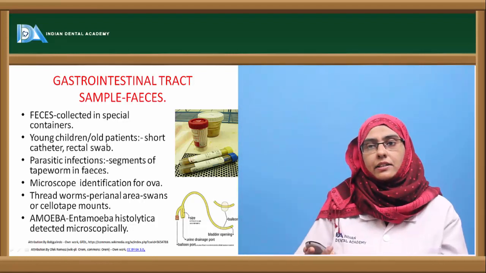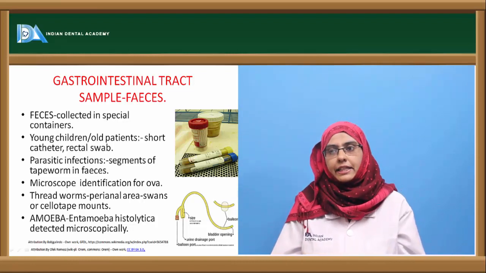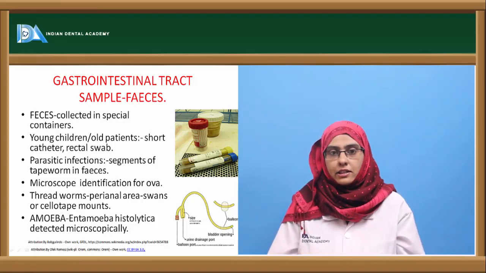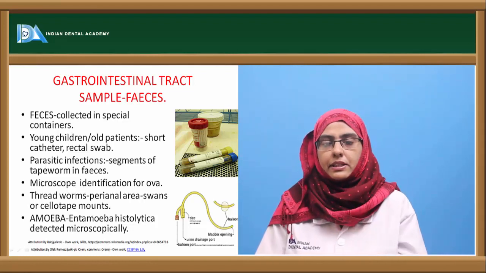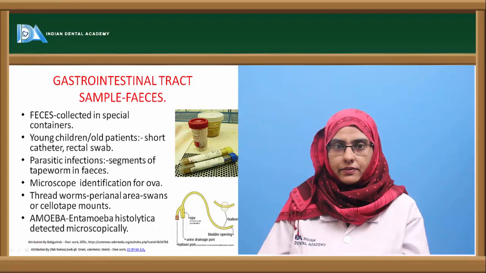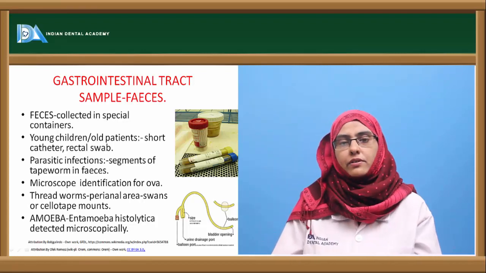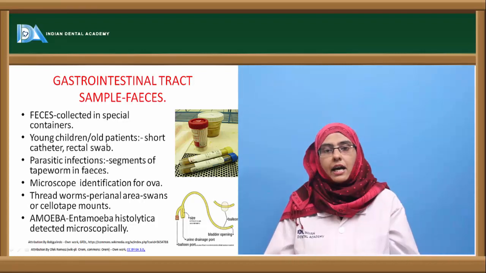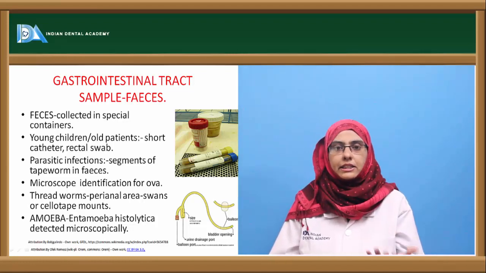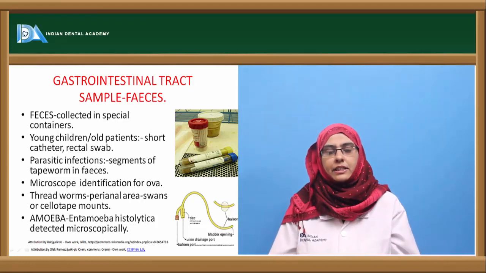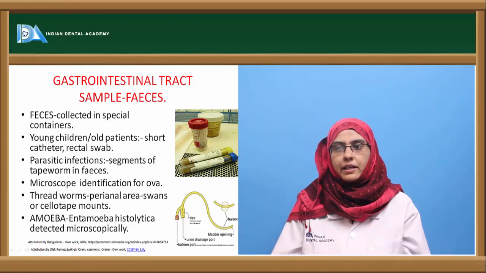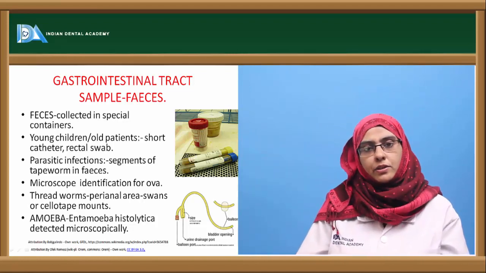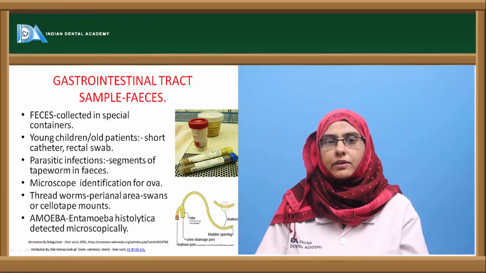And here, the method of collection in young children or old patients is a short catheter that can be inserted to collect the feces. These patients cannot give the feces voluntarily, so in that case we can make use of a catheter to collect the specimen. In case of parasitic infection, diagnosis is easy because these parasites can be seen in the feces. Take for example the segments of tapeworm, which can be seen directly in the feces, and you can also go for microscopic identification of the ova of parasites.